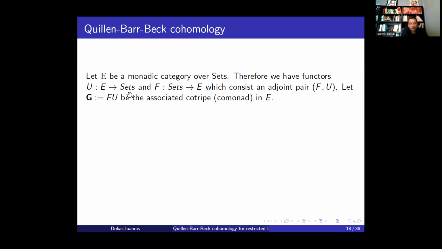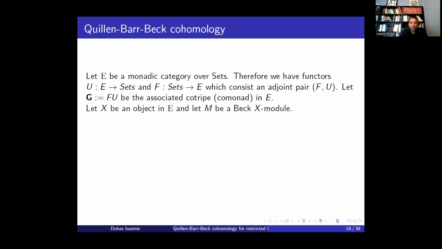Therefore, there is an adjoint pair of functors. F is the free functor from sets to E, and U corresponds to the forgetful functor. And now, if you have an adjoint pair like this, then you can associate to this adjoint pair a cotriple, which is this one, G, which is the composition FU. So that means an endofunctor in the category E. We call this also a comonad, together with natural transformations such that some properties are verified. But what we have to keep in mind is that once you have an adjoint pair like this, then you can associate a cotriple.